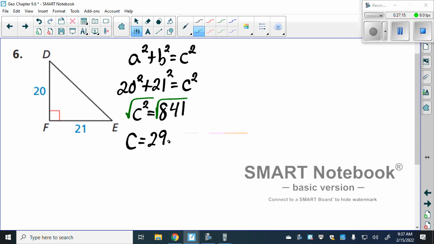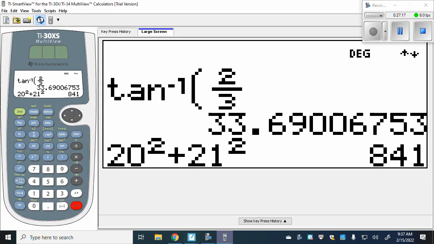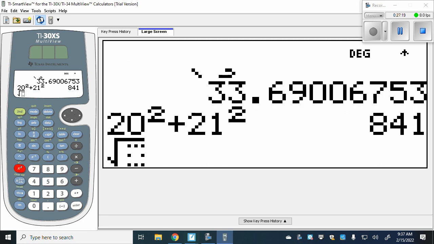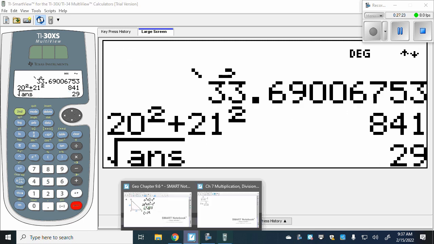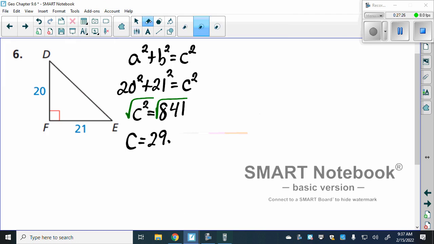Point, or is it 29 flat? No. That's very nice. So we see that the hypotenuse is 29.